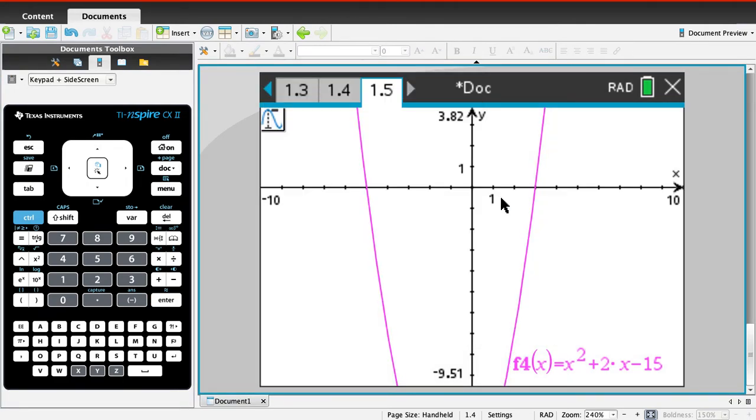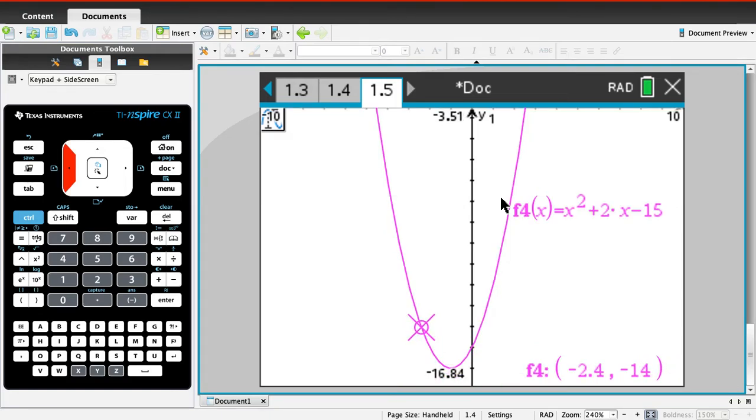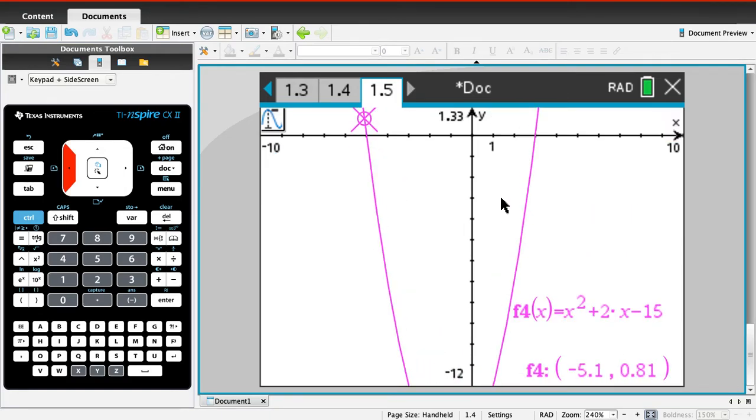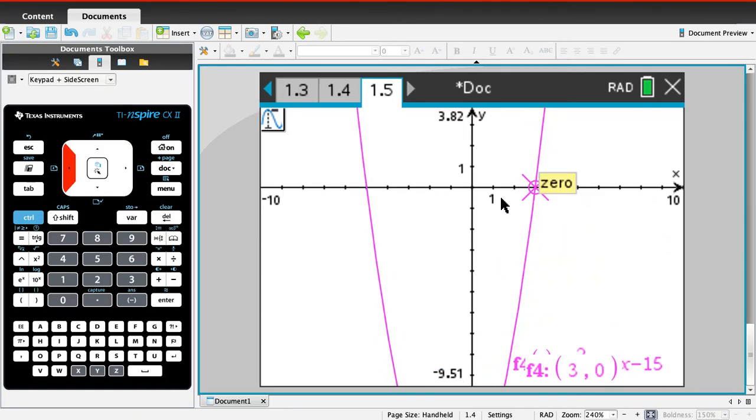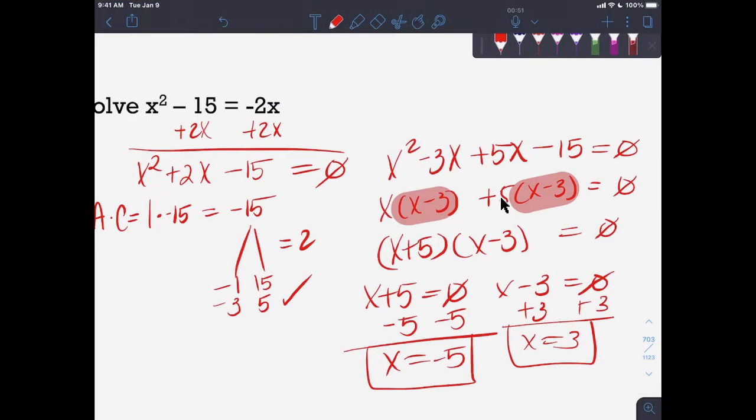And I'm going to verify that I see an x-intercept at negative 5. Let's see, negative 5. And there should be one at positive 3 if I did this right. Positive 3. So I got it right. We're all good. We got the correct answer.